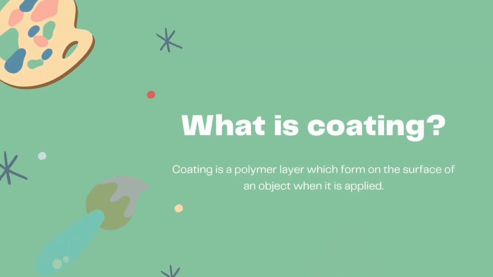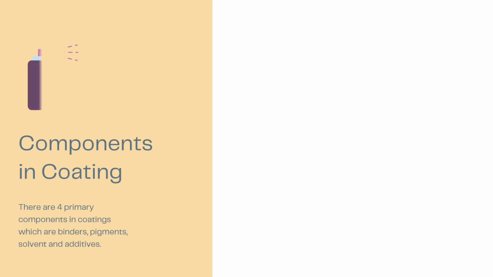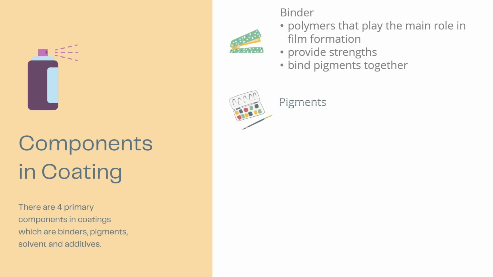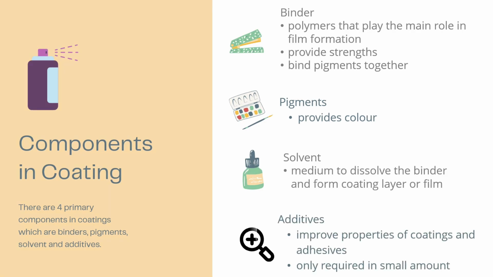So, what is coating? Coating is a polymer layer which forms on the surface of an object when it is applied. So, there are basically four primary components in coatings. The first one is binder. It is a polymer that plays the main role in film formation, provides strength, and binds pigments together. The second one is pigments. It provides color. The third one is solvent, which acts as a medium to dissolve the binder and form the coating layer of film. And lastly is additive. It improves properties of coatings and adhesion and is only required in small amounts.